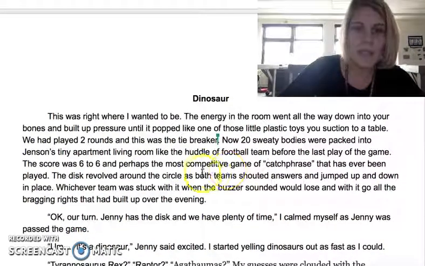This was right where I wanted to be. The energy in the room went all the way down into your bones and built up like pressure until it popped like one of those little plastic toys you suction to a table. We had played 2 rounds and this was the tiebreaker. Now, 20 sweaty bodies were packed into Jensen's tiny apartment living room like the huddle of a football team before the last play of the game. The score was 6-6 and perhaps the most competitive game of Catchphrase that has ever been played. The disc revolved around the circle as both teams shouted answers and jumped up and down in place. Whichever team was stuck with it when the buzzer sounded would lose, and with it go all the bragging rights that had been built up over the evening. There was a lot of smack talk.